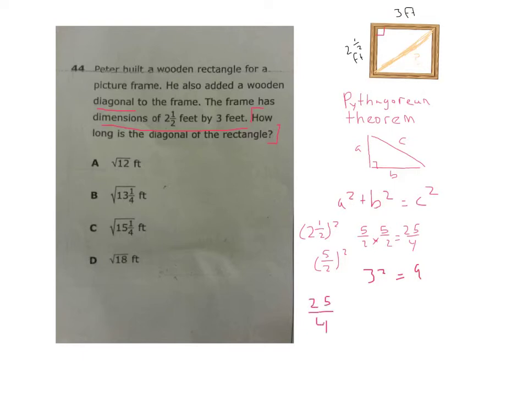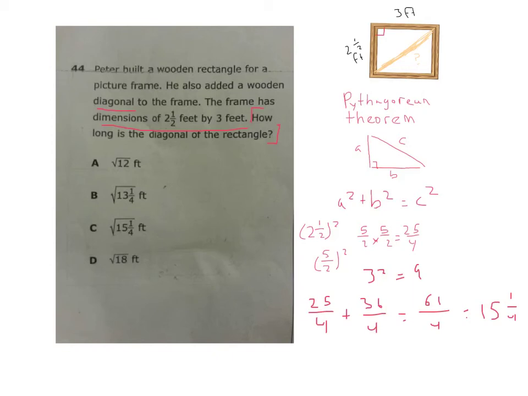25/4. I'm going to call this not 9, but 36/4, is equal to 61/4. And if we reduce that, we will get 15 and 1/4. And remember, that's C squared.